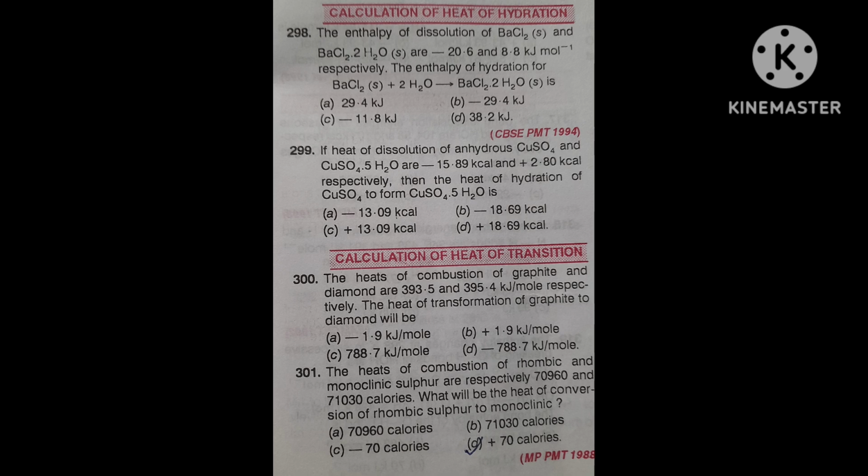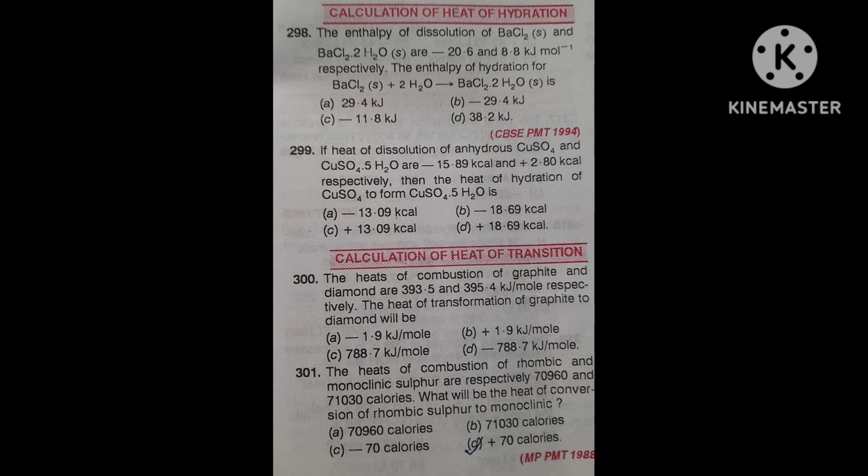Heat evolves. And the second reaction for diamond, the same way: C diamond plus O2 gives CO2, and this time delta H is equal to minus 395.4 kilojoule. Minus because it is combustion, heat is evolving. Then what is your aim? What do you want? When graphite converts to diamond, what is the heat change, the transformation?